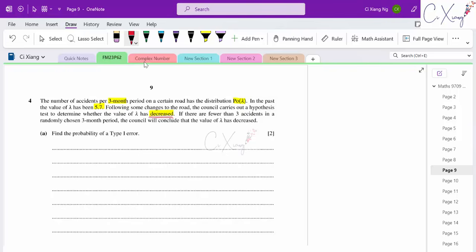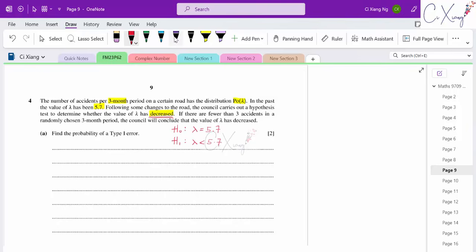Alright, so before we start calculating the probability of type 1 error, by right we should know how to set up the null and alternative hypotheses first. So they are talking about lambda. Originally lambda should be around 5.7, and they are going to test whether it has decreased. So the keyword decrease here tells us that the alternative hypothesis will be lambda smaller than 5.7.